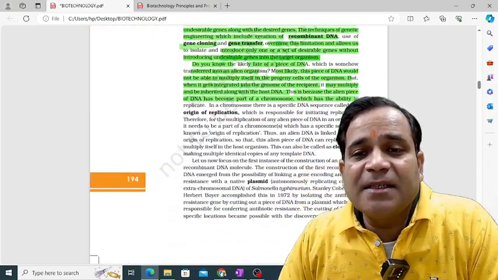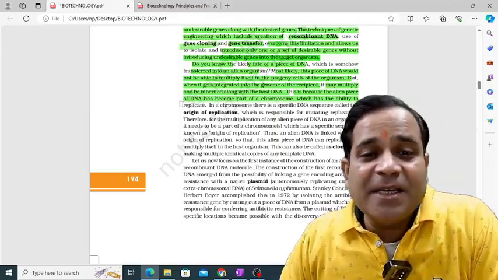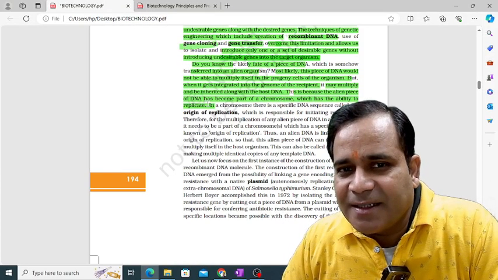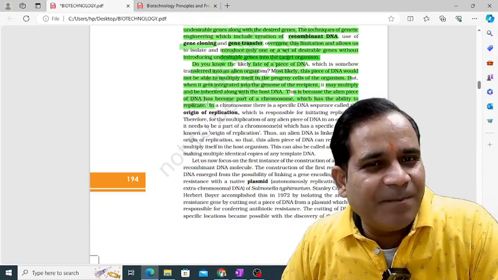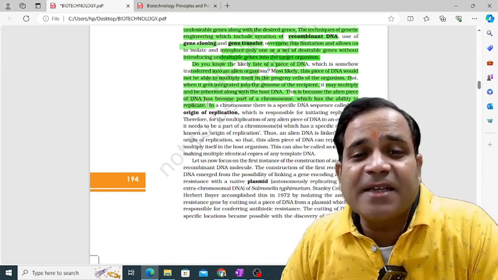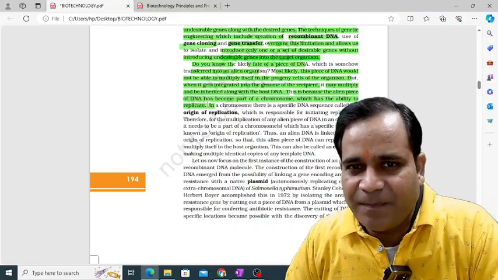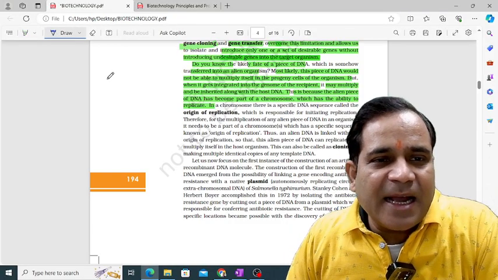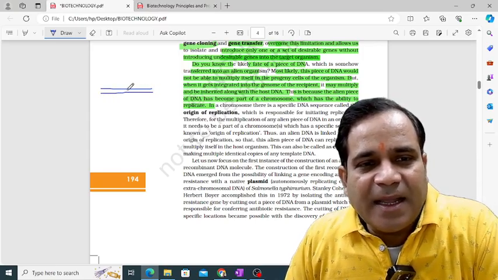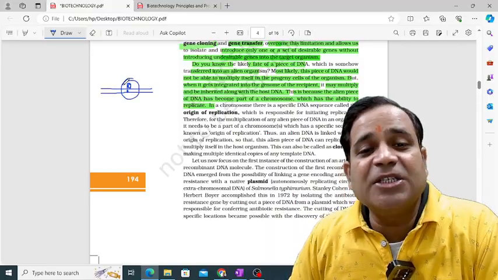So this is because the alien piece of DNA has become a part of chromosomes, which have the ability to what? Replicate, or you say make copies. So replication of the DNA means they are making a copy of what, DNA, my dear. So in a chromosome there is a specific DNA sequence. Yes sir, definitely, that very DNA sequence is called origin of replication. So see what I'm saying here, suppose this one is DNA, and here I'm representing O. So here O is the origin of replication.